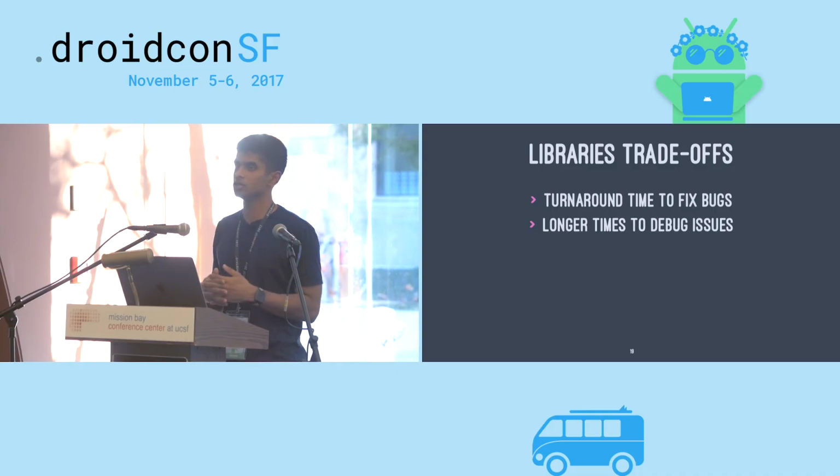Longer time to debug issues. It's pretty similar to any library. Whenever you use a library, there are two layers of failure. You have to figure out, is it the library that's failing or the camera 1 or camera 2 APIs that are failing?